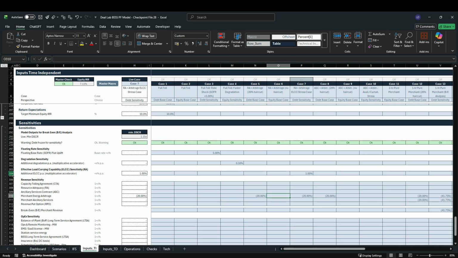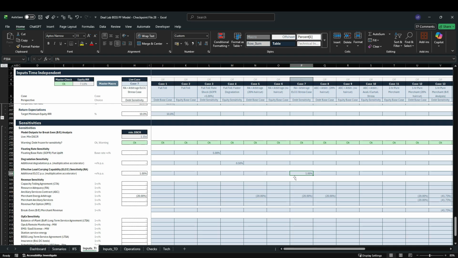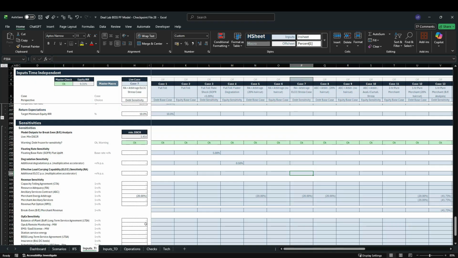And you will notice we have an additional sensitivity input in row 304, which is an additional effective load carrying capability sensitivity, which is only applicable to resource adequacy contracts. But just to double check, let's first delete that input and compare whether this dashboard looks identical to case 5, which is our debt-based case. And you will see that the dashboard is the exact same, which means we can implement the sensitivity and see what happens.